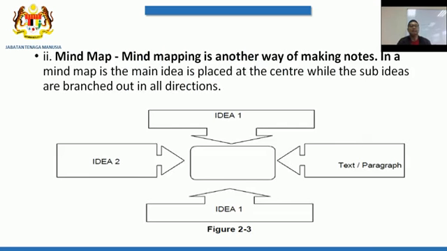So this is number 2, mind map. Mind mapping is another way of making notes. In a mind map, the main idea is placed at the center, while the sub-ideas are branched out in all directions. Okay, so your main ideas will be put at the center here, and then you will branch out other supporting details or perhaps examples for you to elaborate for each idea that you have branched out.